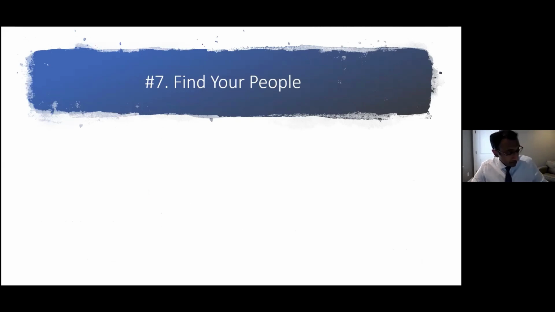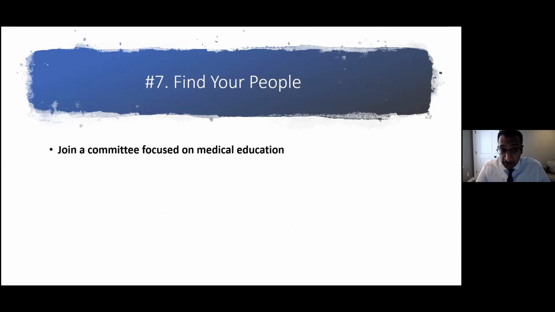All right, we've got about 15 minutes left. Last tip, and that's find your people. And what I mean by that is find a committee. There are many medical education committees that you can join where, first and foremost, again, I'm always talking about community, you find your community of medical educators this way. But two is you take on a formal role and you learn about whatever that committee is focused on.